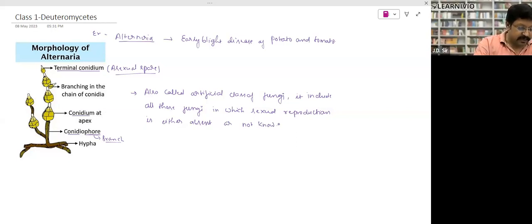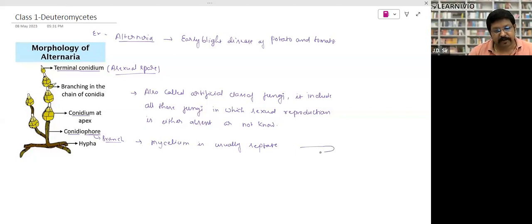The second general point is that mycelium is usually septate. So the mycelium will have septa, and every part will have one nucleus. So this is a septate mycelium. And the cenocytic condition, meaning the multinucleate condition, is not known.